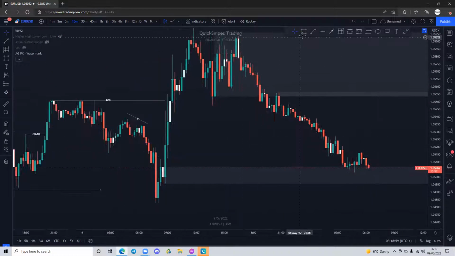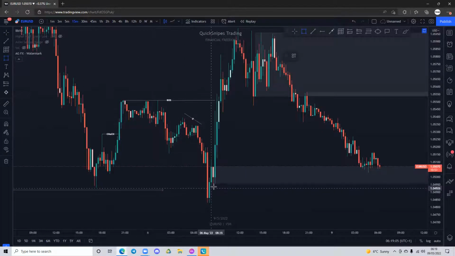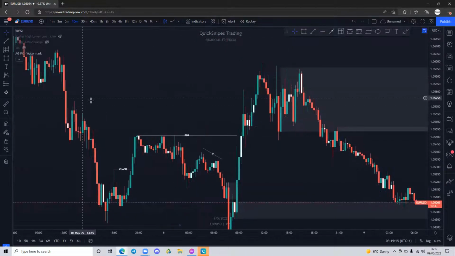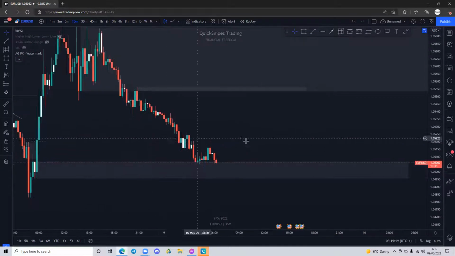Also, we do have another change of character, break of structure here, and we do have a supply to demand flip over here. As we can see, there's supply, we've broken through supply to form demand, we broke structure in many respects. So we could be looking for short-term buys, but I would ideally be looking for sells off of that area.